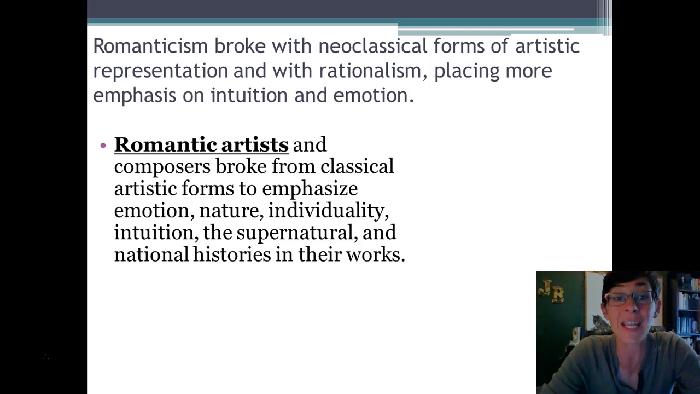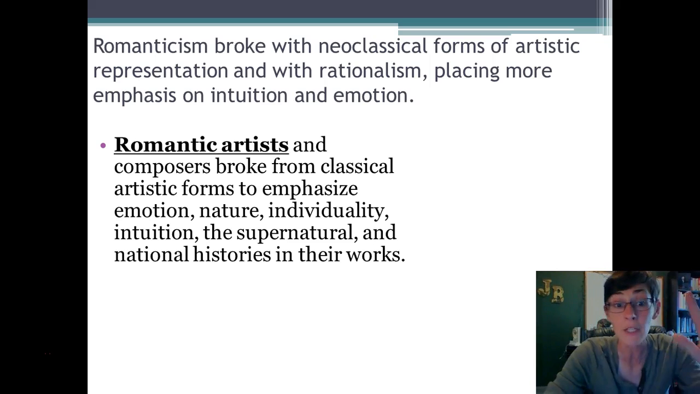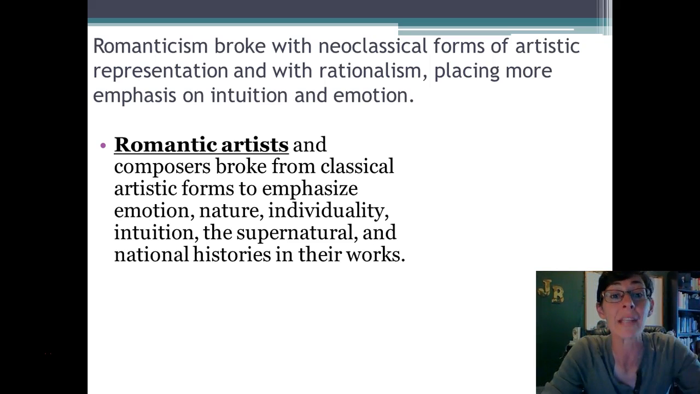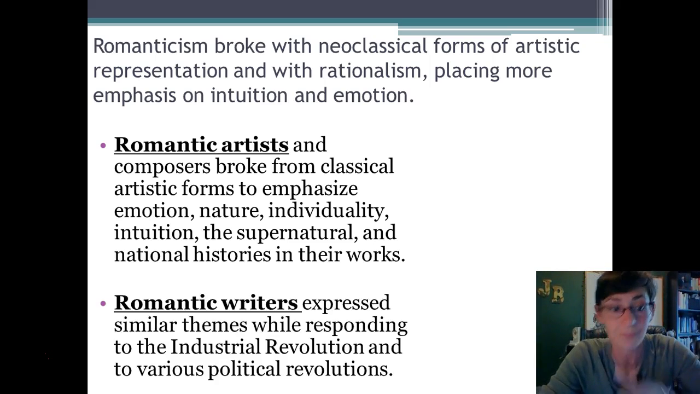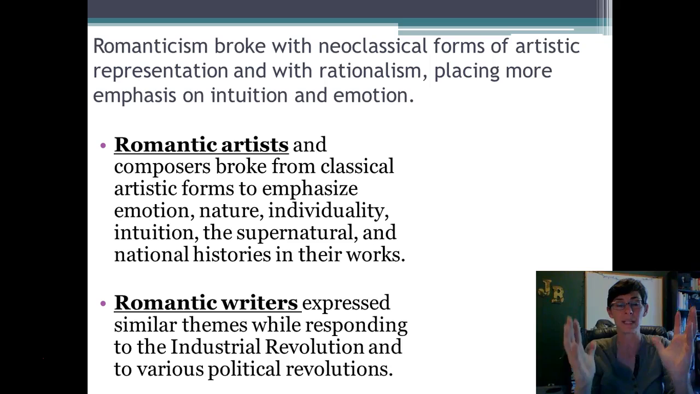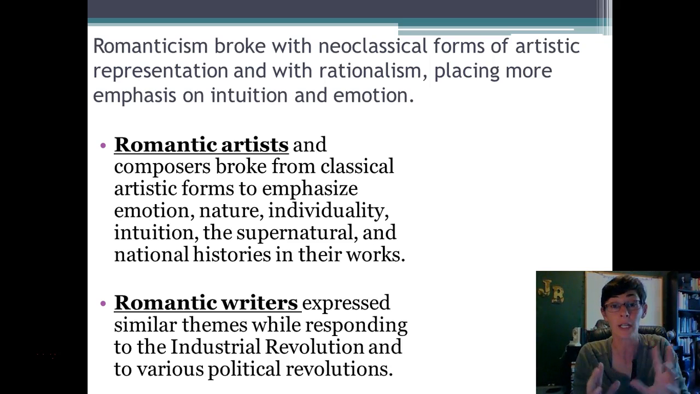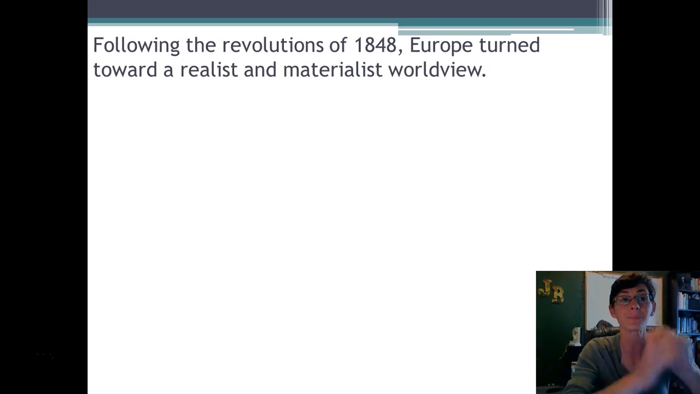So Romantic artists and composers broke from classical artistic forms to emphasize emotion, nature, individuality, intuition, the supernatural, and natural histories within their works. Romantic writers expressed similar themes while responding to the Industrial Revolution and to various political revolutions. So you can see this interesting dichotomy, this divide between European society that was being played out in artistic endeavors.